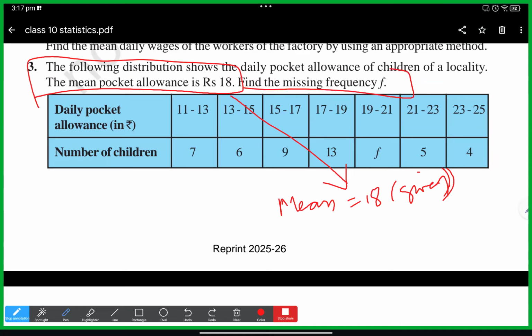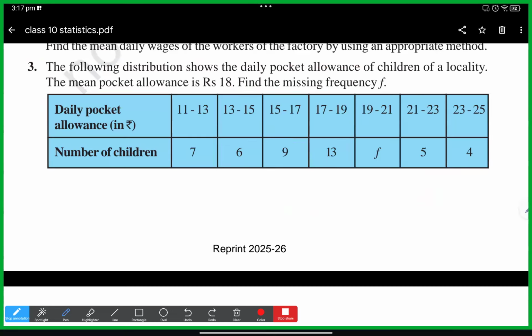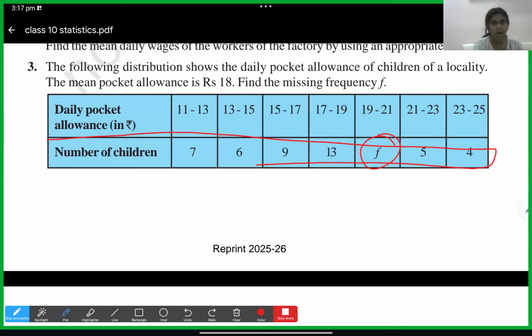Find the missing frequency. Means they missed one value in the frequency column, if you observe. That one we need to find out.